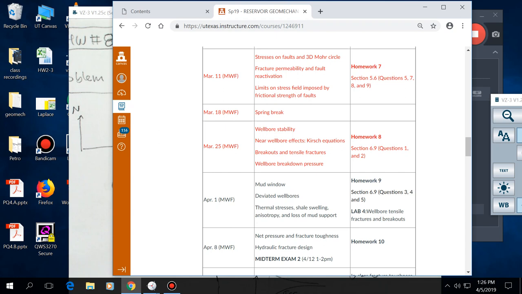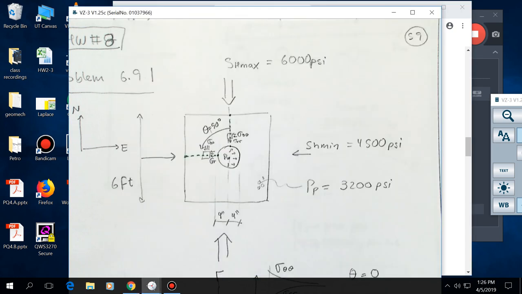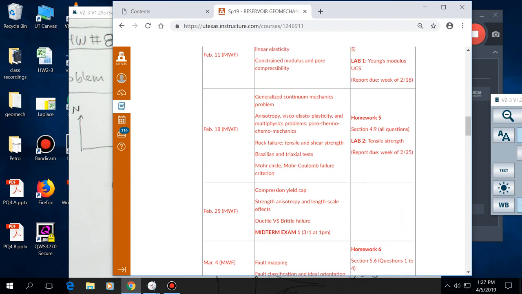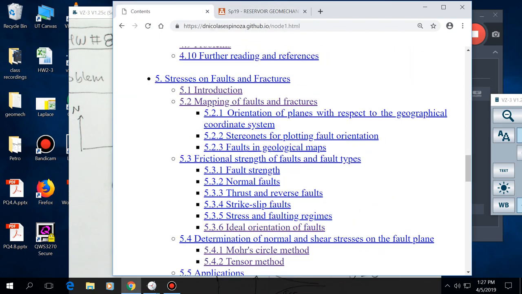Okay, so are we good then with homework number eight? So for the second part of question two, it asked us to look at the faults, or was it hydraulic fractures at the ballast port area? Let me check.